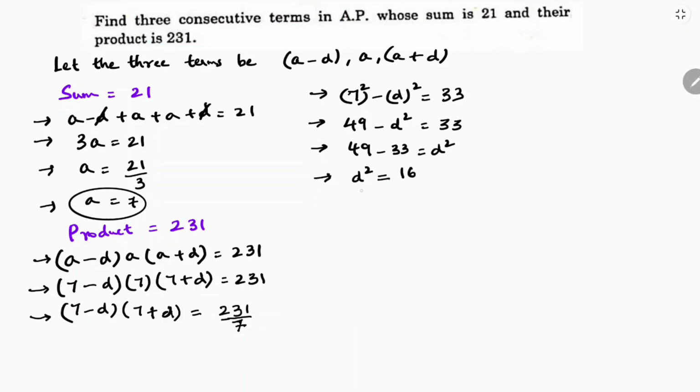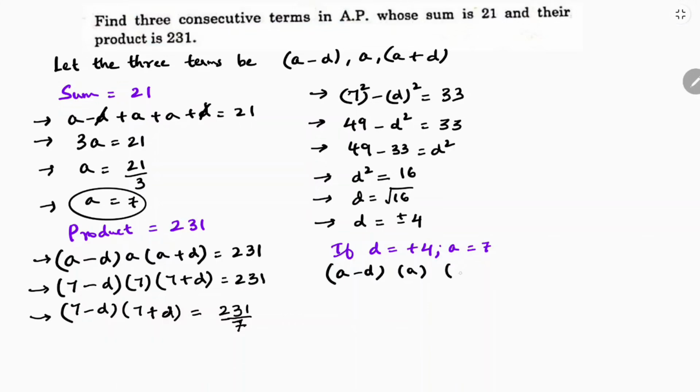So d square is 16. d equals under root 16, so d equals plus or minus 4. Here two cases arise. Suppose d is plus 4 and a is 7, which we already got. Now the terms are a minus d, a and a plus d, so the terms will be 7 minus 4, 7, 7 plus 4. 7 minus 4 is 3, 7, 11. These will be the three terms.